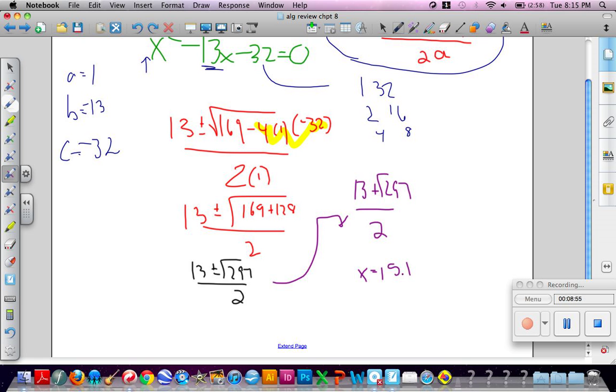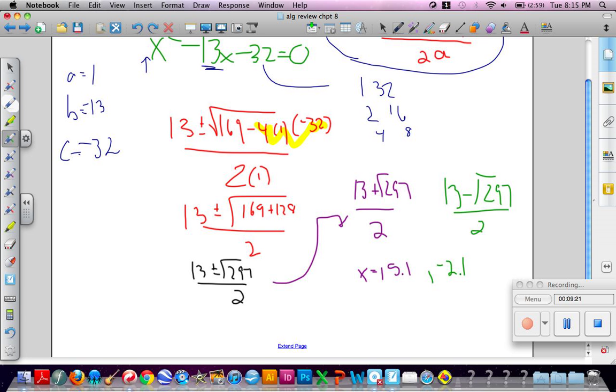Then you have the minus part. So now you have 13 minus root 297 divided by 2. And same thing, take 13 minus root 297, hit equals, divided by 2, and that other answer is a negative 2.1. Okay, that takes care of covering the quadratics.